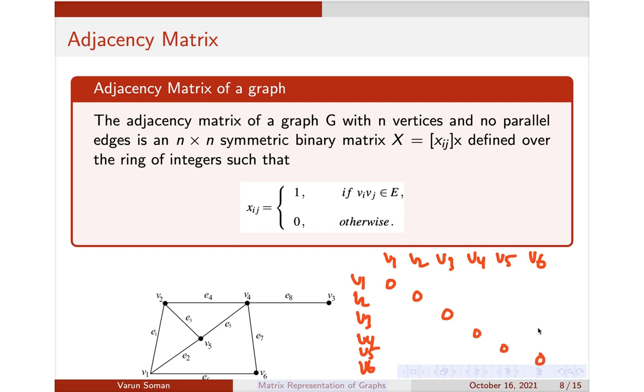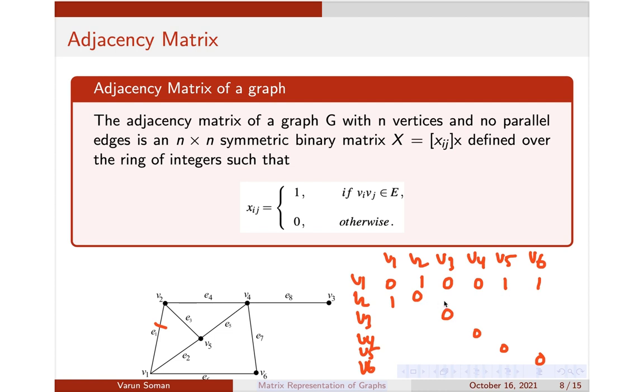Now V1 is adjacent to V2, so we'll have 1 here. V1 is adjacent to V2, therefore V2 is also adjacent to V1, so 1 here also. V1 and V3, look at V3. V3 is not adjacent to V1, so 0. V1 and V4 is also not adjacent, so 0. V1 and V5 is adjacent, and V1 and V6 is adjacent.